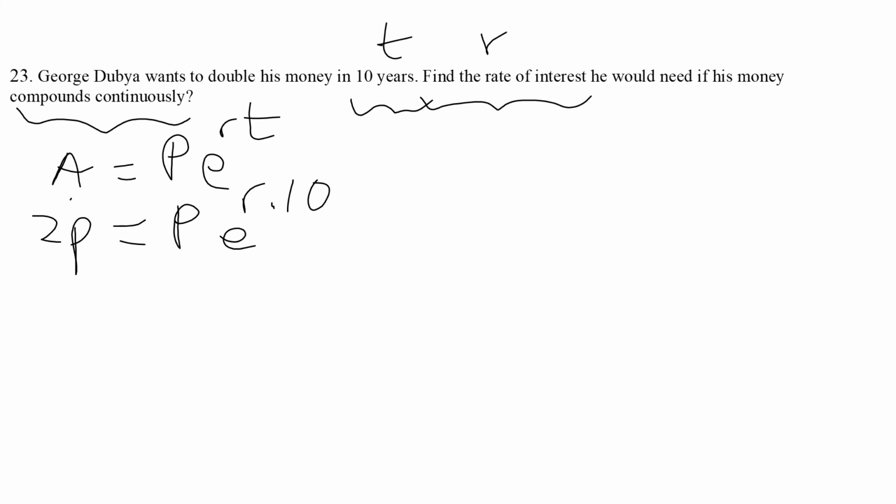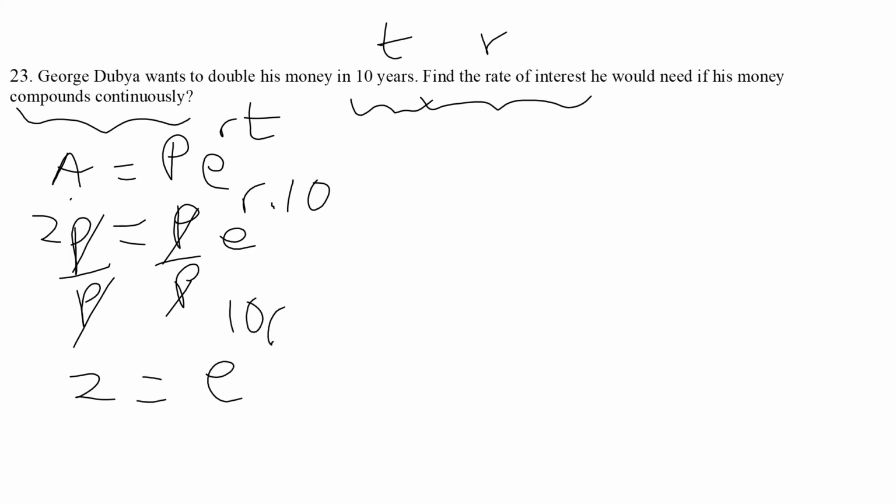So now, I can get rid of P because that P is not even given. That's how I get rid of that unknown. So P cancels out from both sides. I have this equation, 2 equals e to the r times 10, or 10r, it's the same thing. Now, in order for me to solve for r, which is in the exponent, I'm going to have to bring it down. I do ln 2 equals ln e to the 10r.